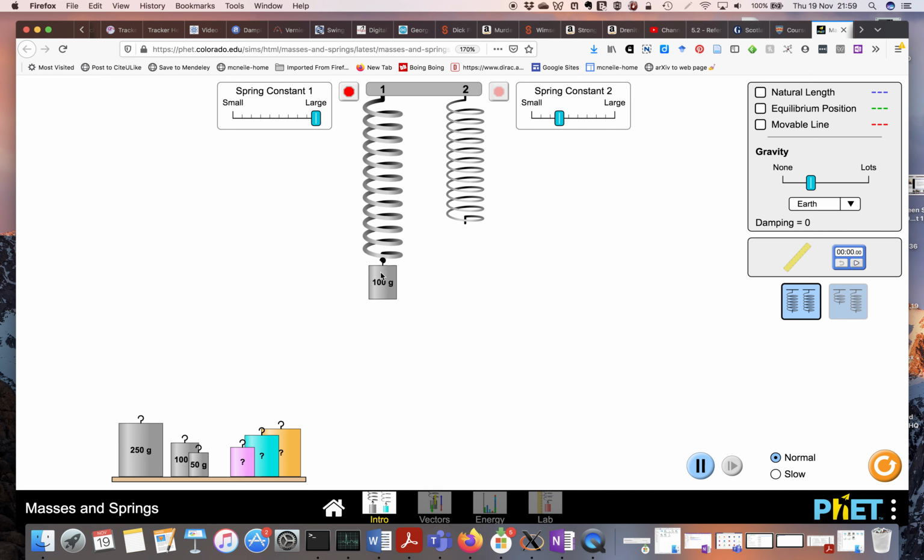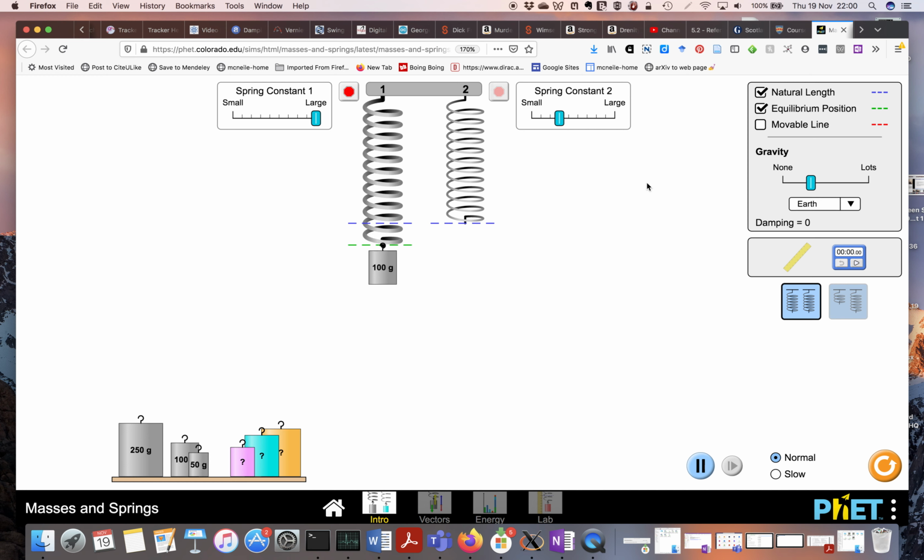The first part is just Hooke's law, so let's try and stop this. Click on here, you just have to be a bit careful. Once you get to the equilibrium, you can stop it. To help you, you can draw lines where the natural length is, where the equilibrium position is.